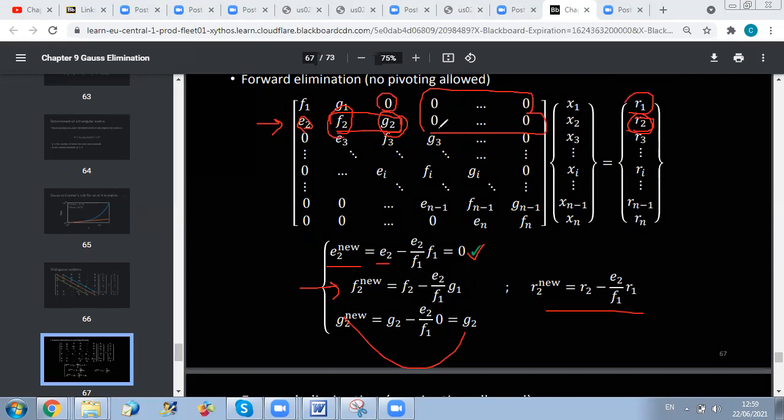And now you will see that this will be repetitive. And now, if you want to proceed with forward elimination, you will go to E3. So E3 new will be equal to E3 old, minus the factor, which is E3 now over, you will update the pivot element, okay?